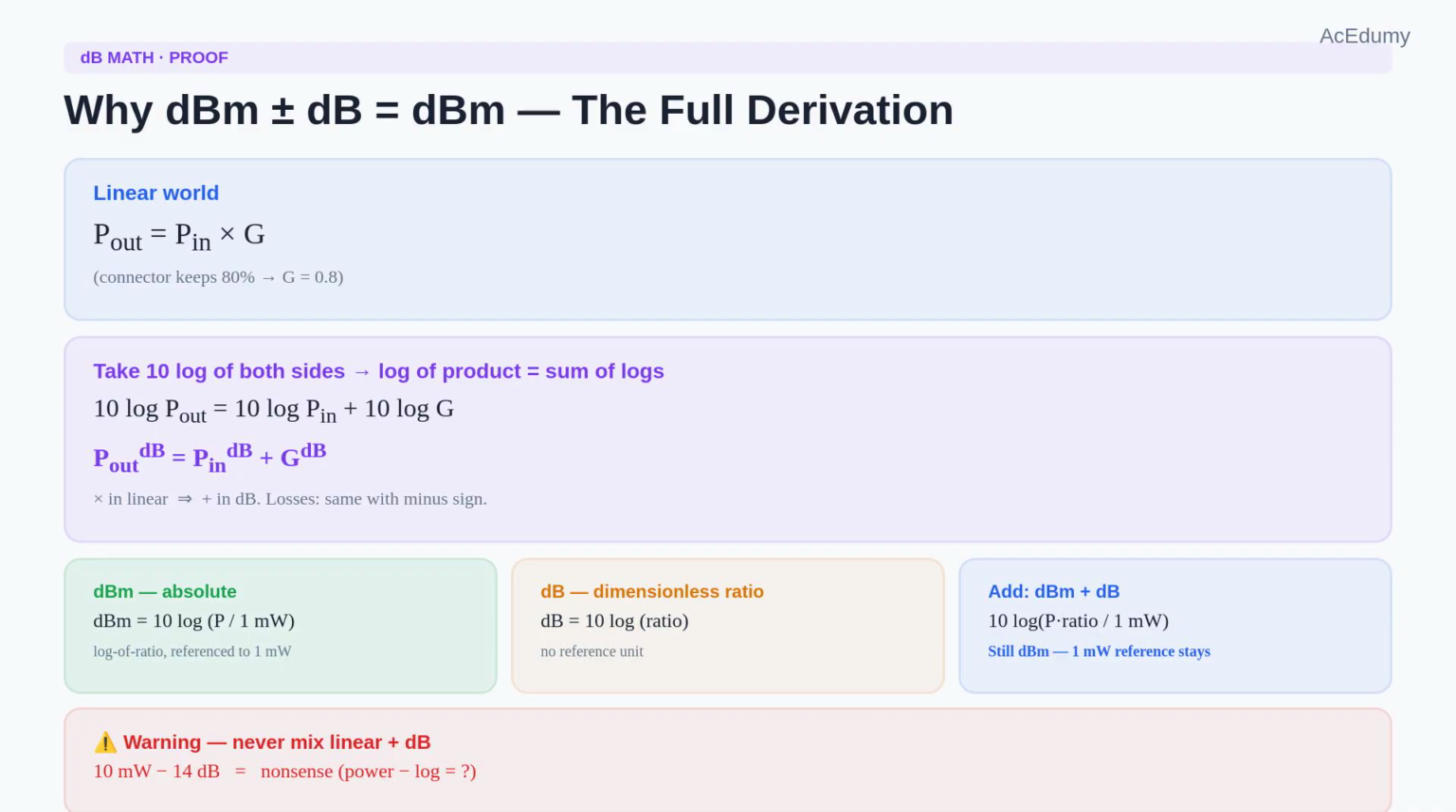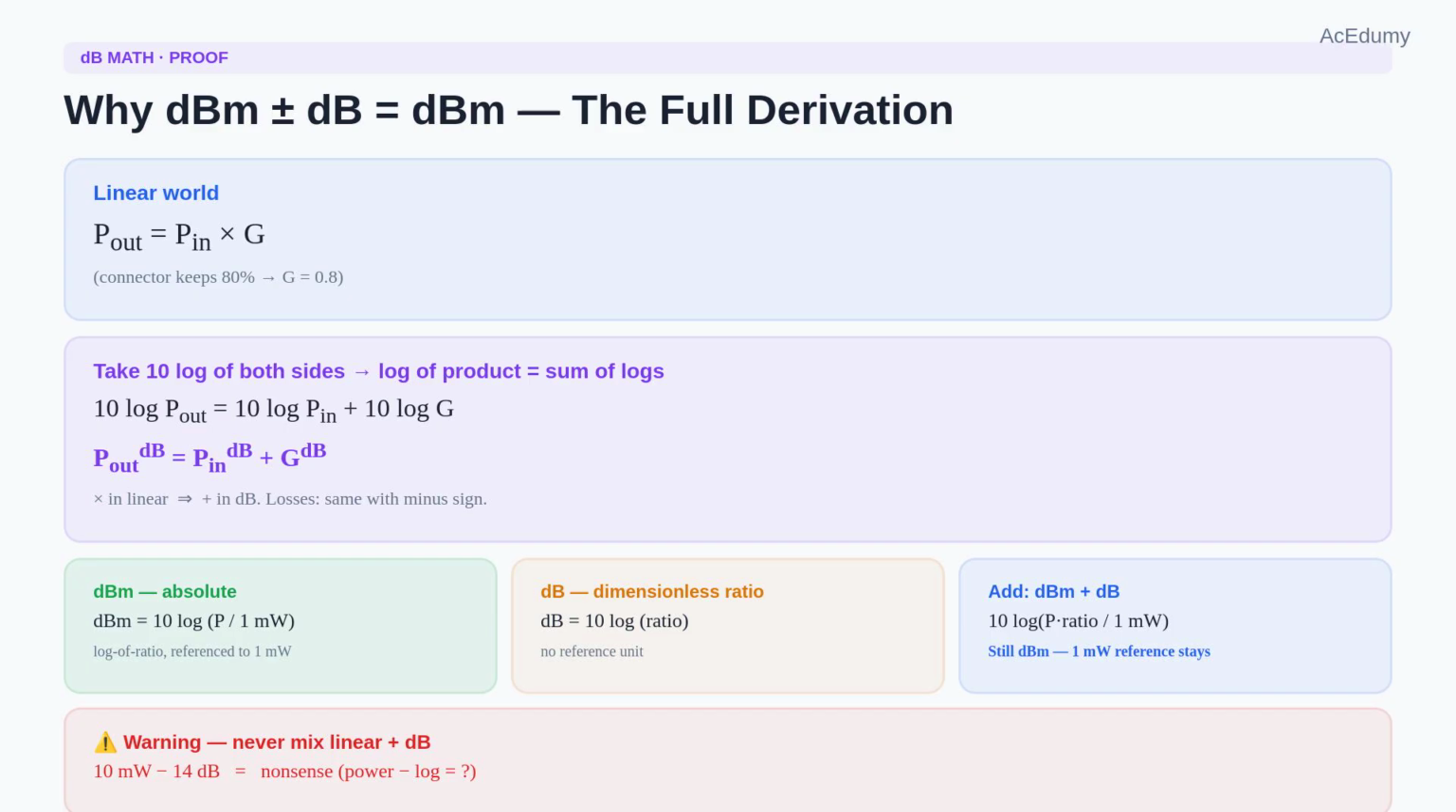Log of a product is the sum of logs, so 10 log of output equals 10 log of input plus 10 log of loss factor. In dB notation, that is simply output in dB equals input in dB plus loss in dB. Multiplication in linear becomes addition in dB. That is the whole trick.